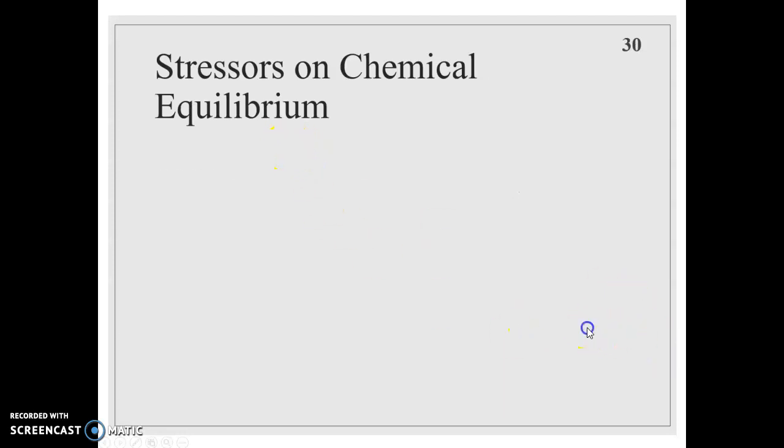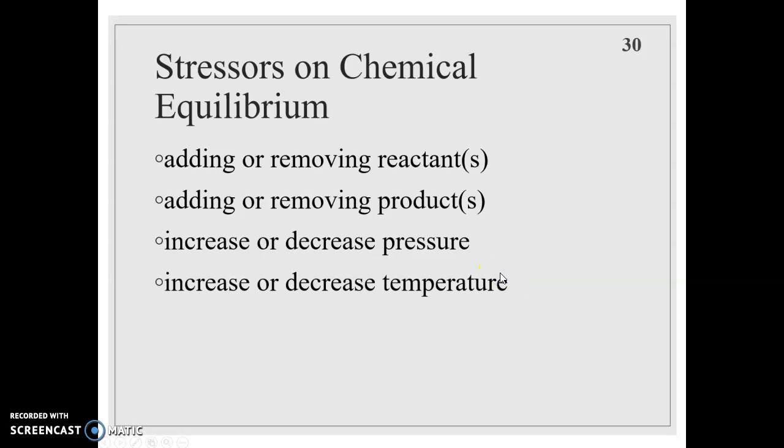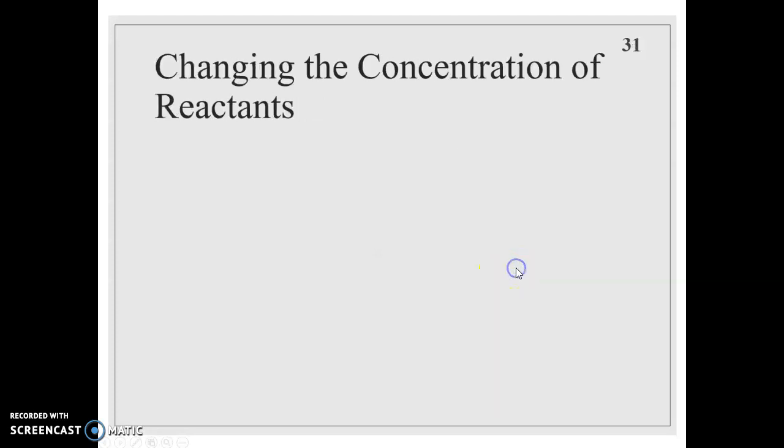Here are some ways that you can stress the equilibrium. You can add or remove reactants, you can add or remove products, you can increase or decrease the pressure of the products or the reactants, or you can increase or decrease the temperature.